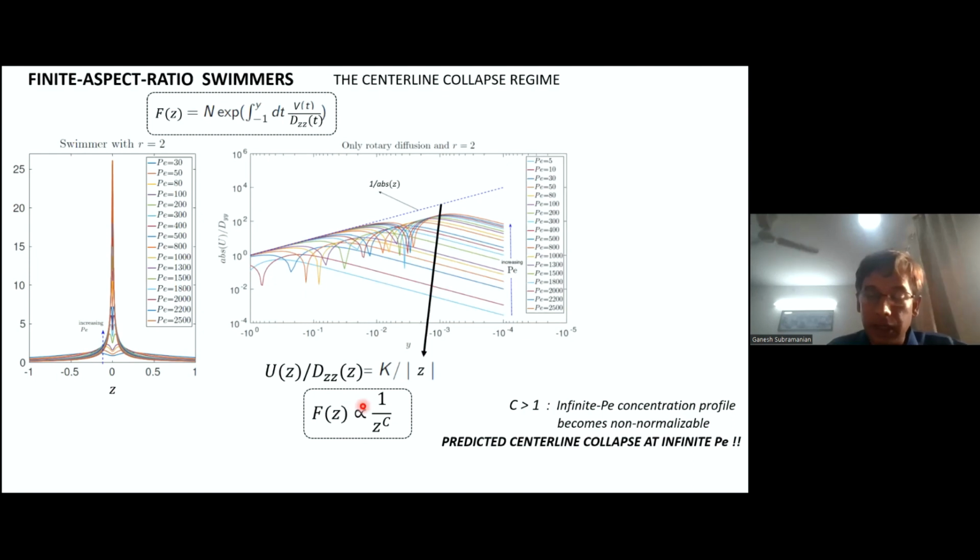Okay, and this immediately points to the fact that if C is greater than 1, then the profile is non-integrable. The implication is that all of the swimmers have gone onto the center line when Peclet is infinite. This is what I've termed the center line collapse at infinite Peclet. So this certainly appears to be a more complicated regime, because if all the swimmers lie arbitrarily close to the center line, the ability of a swimmer to sample velocity fluctuations along the gradient coordinate is hampered. So one could expect a different scaling for this case.